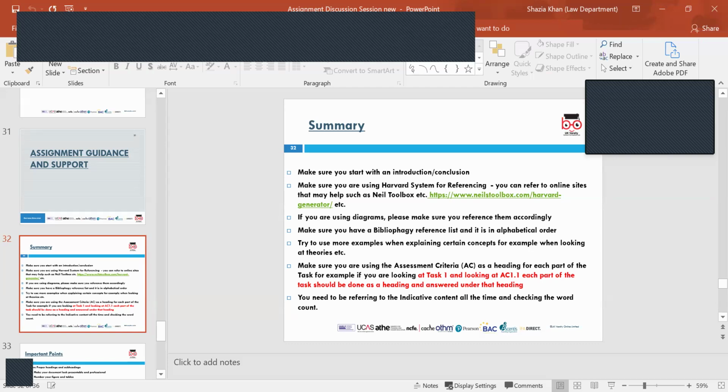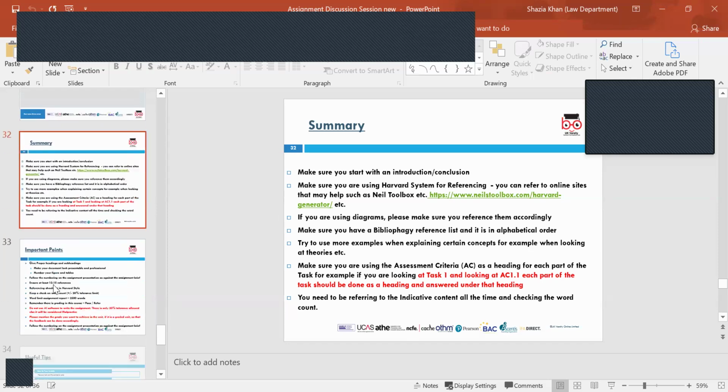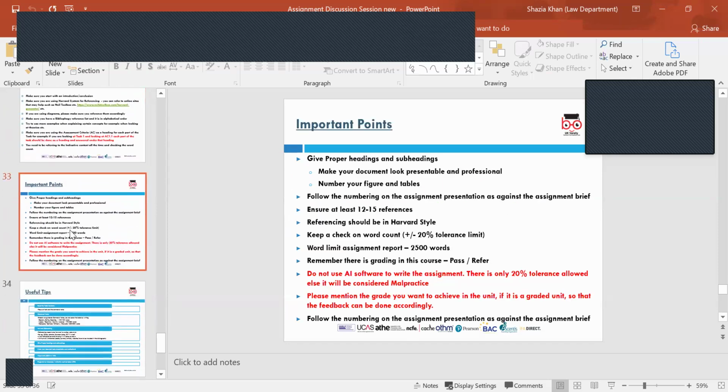And also, when explaining, like I said, each part of each task has bits to it, so make sure you are using them as headings and subheadings, and that you are not using bullet points but using them as headings, and not changing the wording for them. You need to refer to the indicative content when you're checking your word count as well, and for this it's 2,500 words. Give proper headings and subheadings, make sure your document looks presentable and professional, and number your figures and diagrams as well. Follow the numbering on the assignment presentation as against the assignment brief.